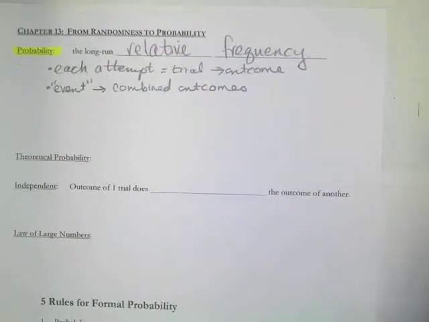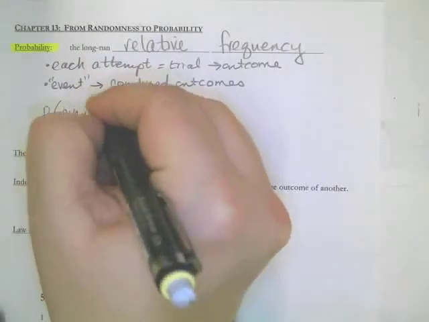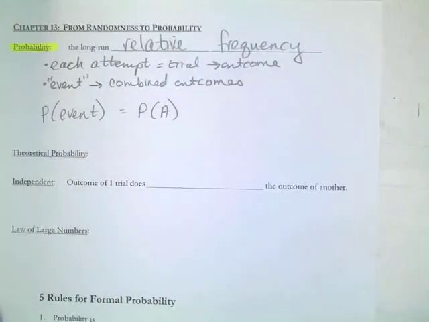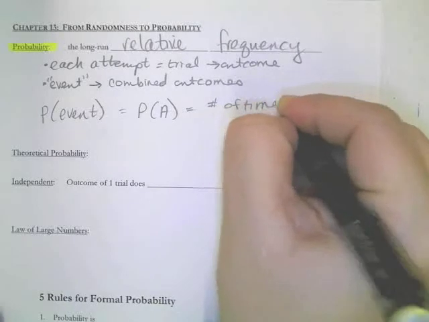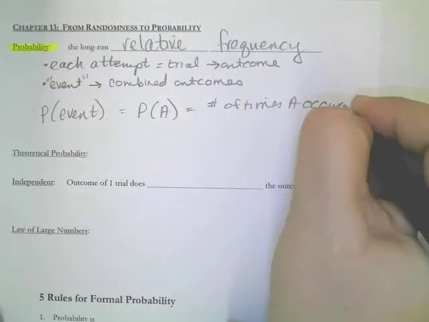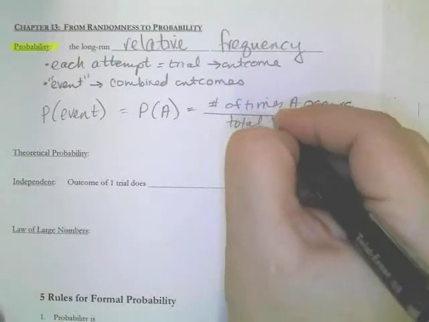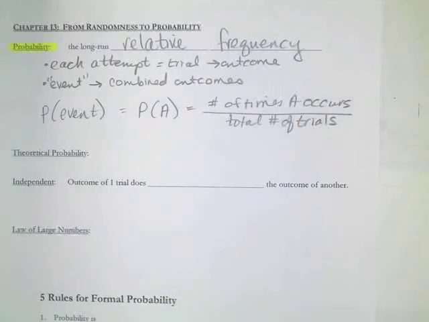Okay. So the notation you have is going to be the probability of an event, and a lot of times you're going to see the probability of maybe event A happening, and that is just the number of times that A occurred over the total number of trials. Okay. A lot of times our probabilities, we're going to write them as percents, and in our percents we have to change them to decimals.